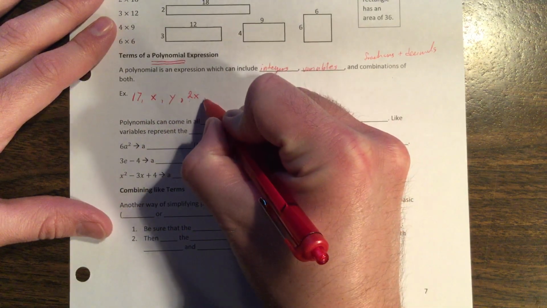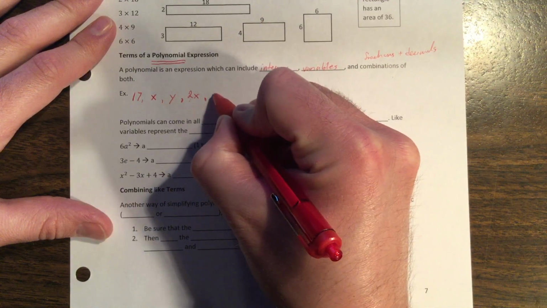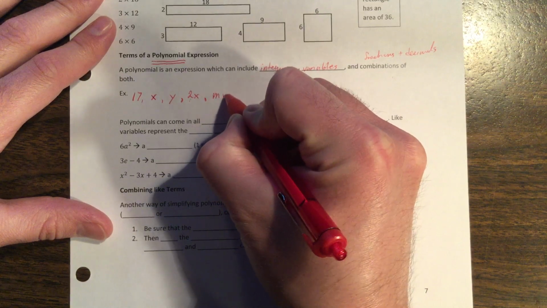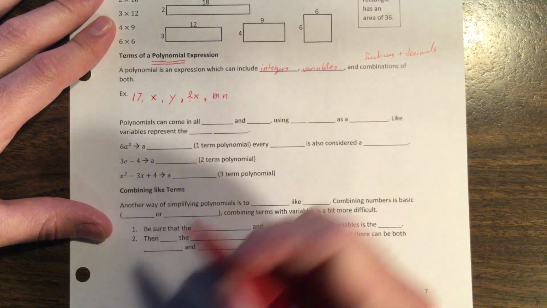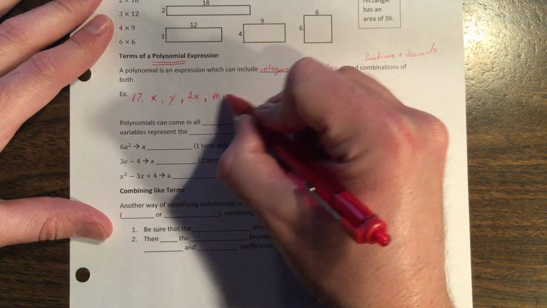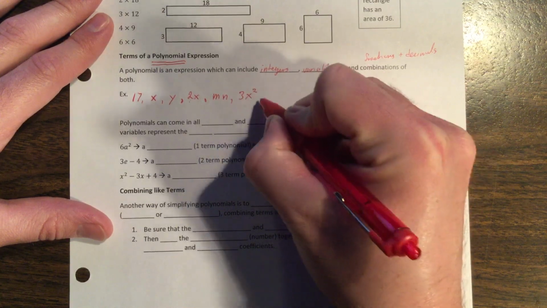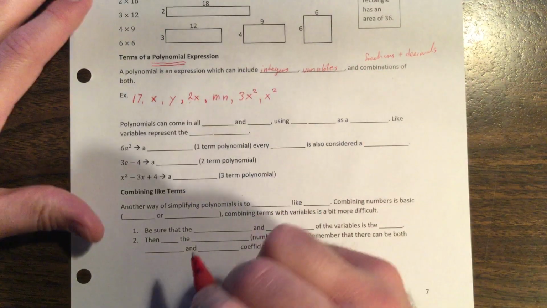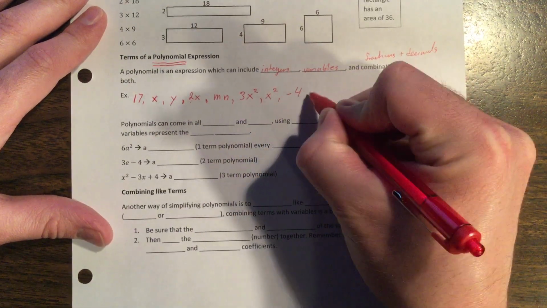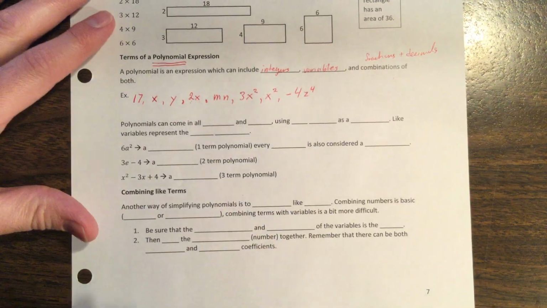And then we can start getting a little more complicated. We could have two variables together, something like mn. That's m times n. That would be a polynomial as well. We could have something like 3x squared, or we could think of it just as x squared. That works as well, but 3x squared would also be there. We could have negatives, so negative 4z to the 4th. There we go. There's a polynomial.